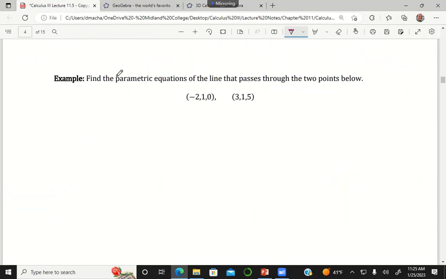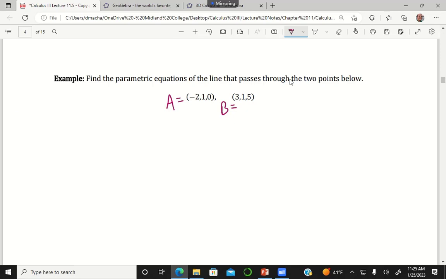Okay, new example. Find the parametric equations of the line that passes through these 2 points. In this case, I've got a point over here and a point over here in 3D space. How do I find the line that goes between them? What we're going to do is name this point A, and name this point B.